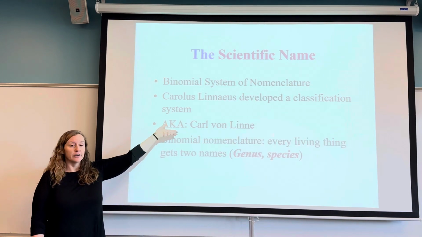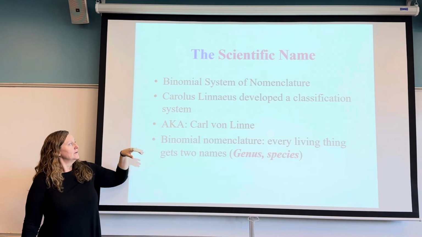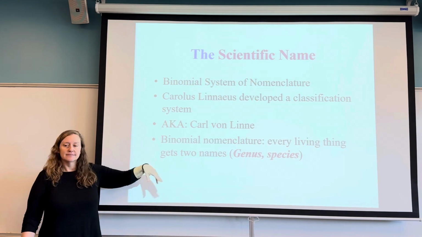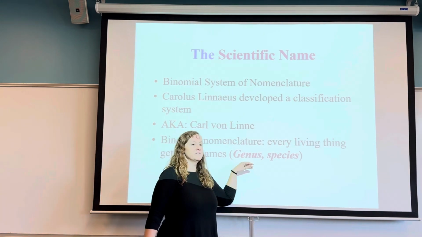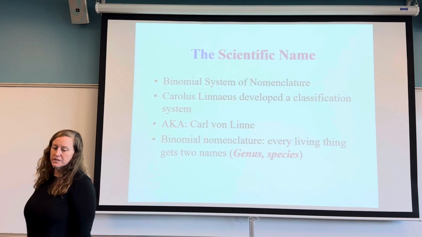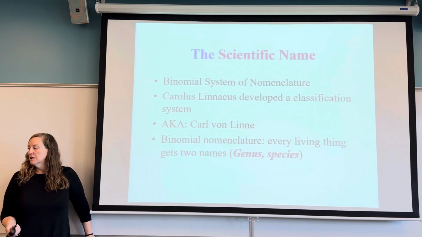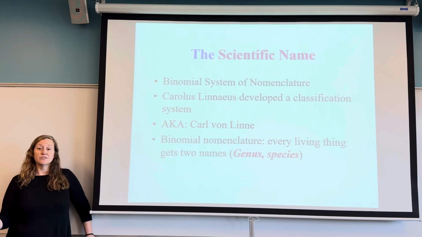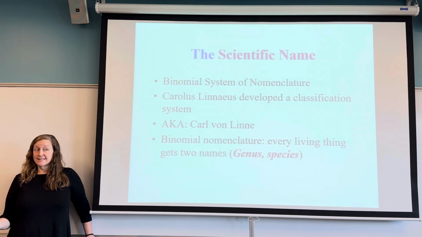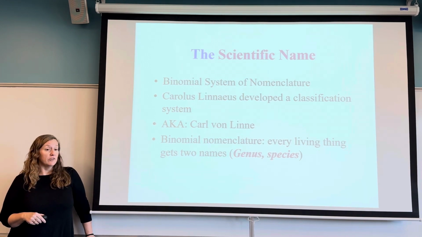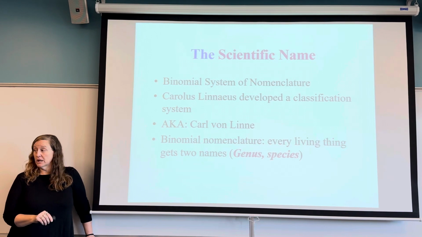He went by also Carl von Linné, like Carolus Linnaeus, Carl von Linné. He had a lot of names too. Two names, the genus and the species. One, two, genus and species name. So let's talk a little bit about this. This is really important to understand as you'll go into many other classes. You will be talking about specific species, and you want to make sure that you are communicating this binomial system of nomenclature correctly.